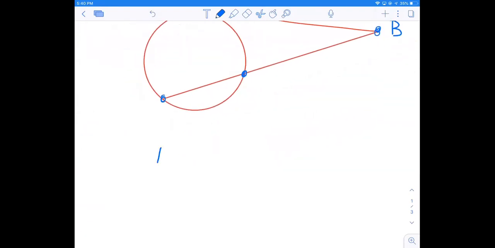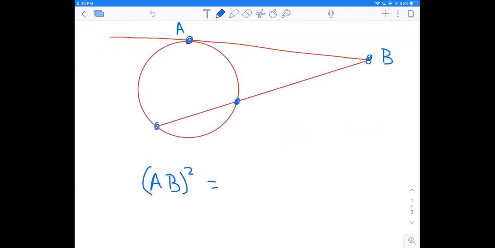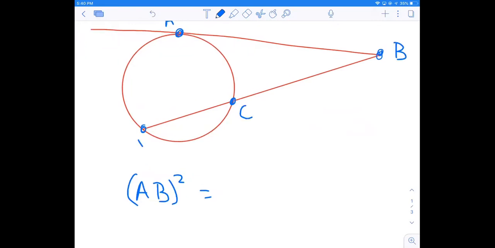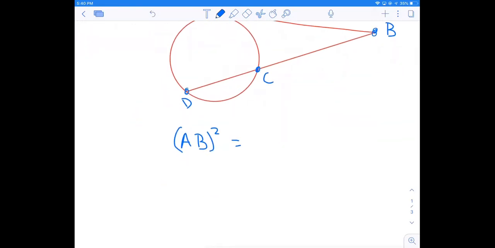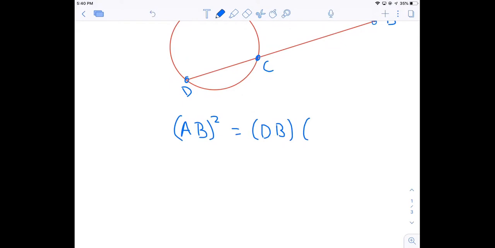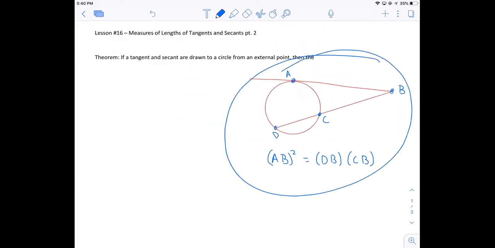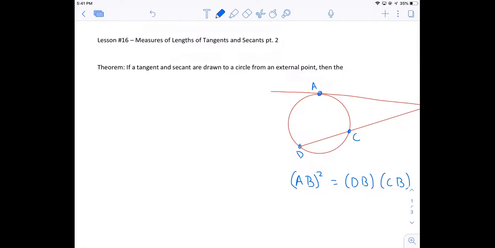Right, so we saw that AB times itself, in other words, AB squared, was equal to the length of the entire secant. So let's call this BCD. So the length of the entire secant is DB times its external portion, which is CB. All right, so that is the relationship when you draw a tangent and a secant to a circle from an external point. So let's write this out.